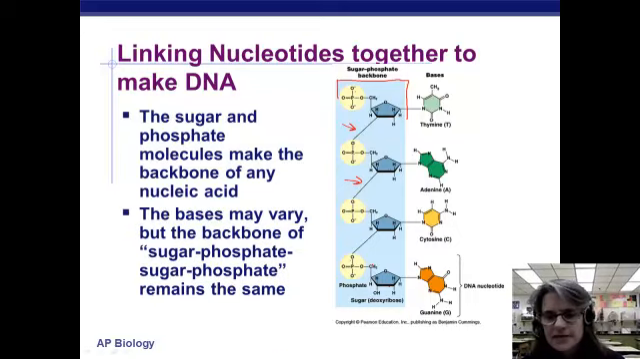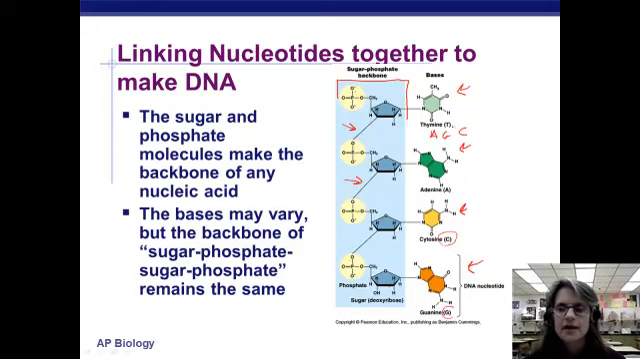Always. The bases over here may vary. This could just as easily be an A, an adenine, as it could be a T or a G or a C. It could be a cytosine or a guanine. These can vary, but this is always phosphate sugar, phosphate sugar, phosphate sugar, phosphate sugar, always.